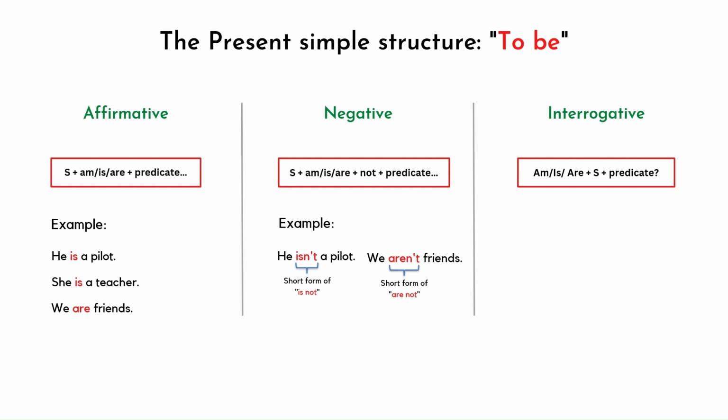In interrogative form, the formula is is, are, plus subject, plus predicate, and question mark. Here, the verb to be, is, are, precedes the subject. This is the interrogative form. For example, is he a pilot?